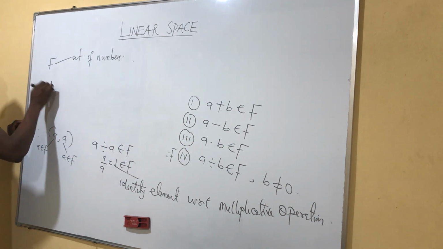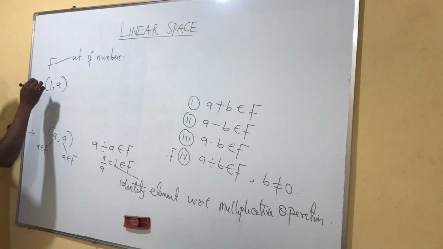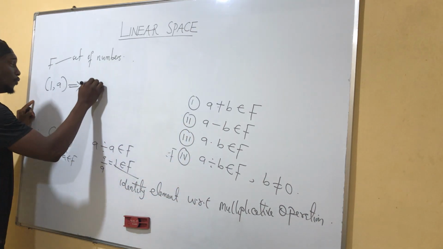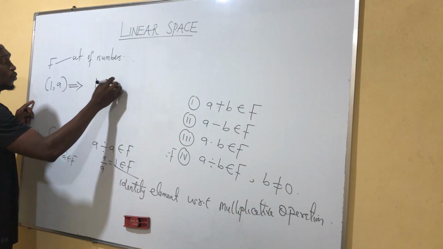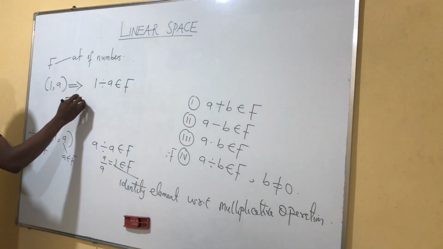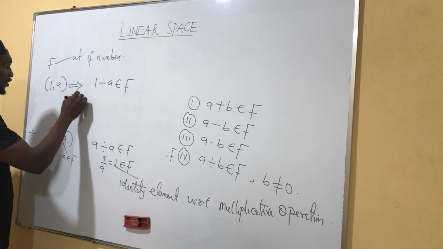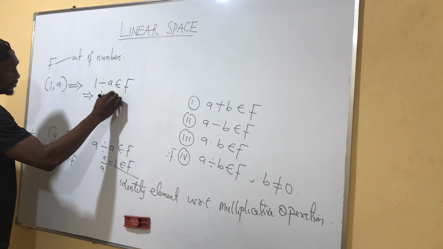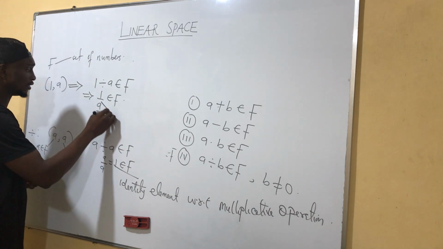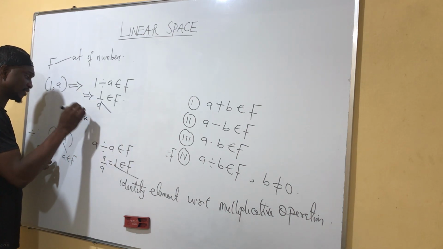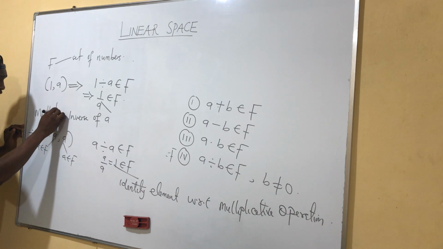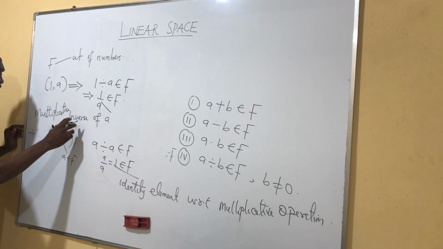Okay, now since 1 belongs to F, let's look into this once more. Since 1 belongs to F and a is an element of F, this implies that since F is a field, a dividing into 1 will become an element of F, from the given four properties. But we know that 1 dividing a is the same as 1 over a, which is an element of F. But what is 1 over a called? 1 over a is called the inverse of a. We call it the multiplicative inverse of a.